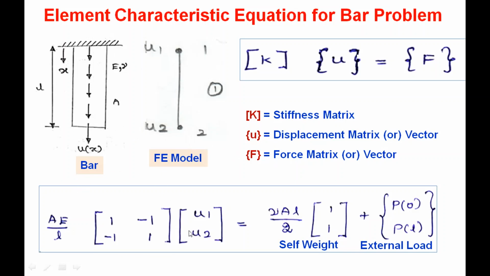When we use this line element for solving the bar problem, and we discretize the given bar using more than one element, depending upon the number of elements, the number of degrees of freedom will vary. Based on that, the size of the stiffness matrix will also vary. That we will see through an example.